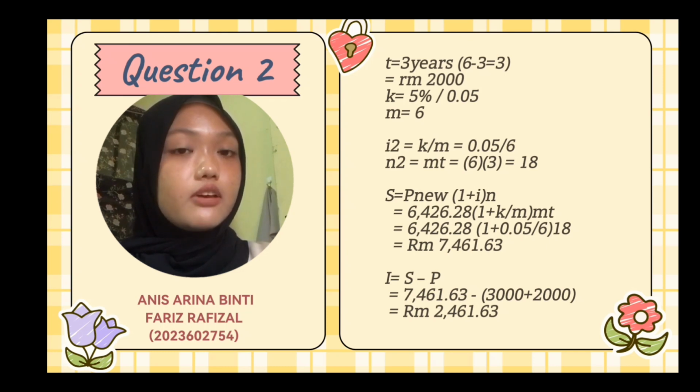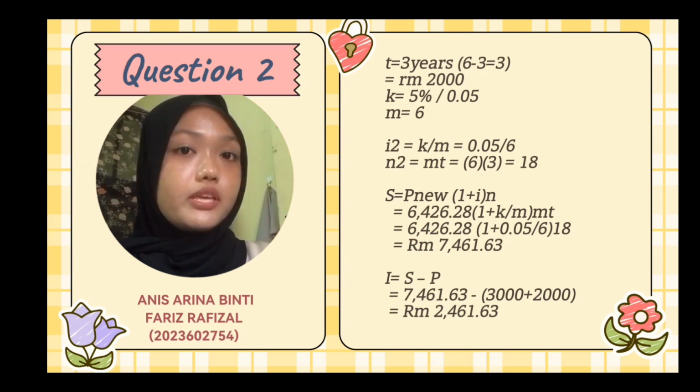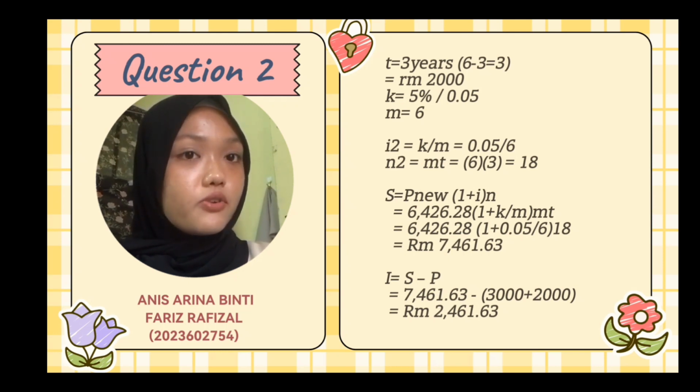S here is 7,461.63 minus 3,000 and 2,000 because we have two P's here. 3,000 refers to P1, meanwhile 2,000 is P2. So the answer is RM2,461.63. That's all for question 2B.